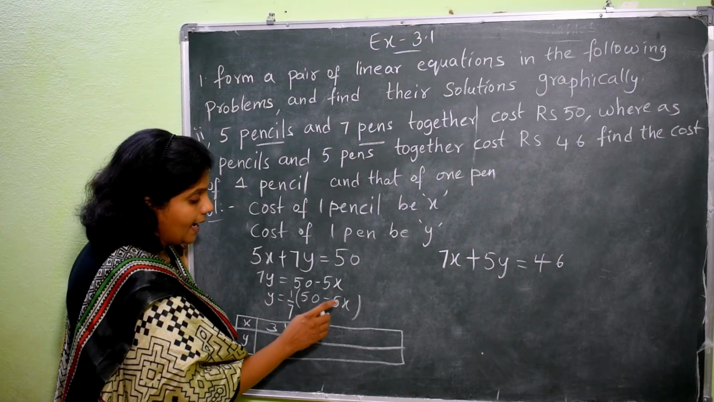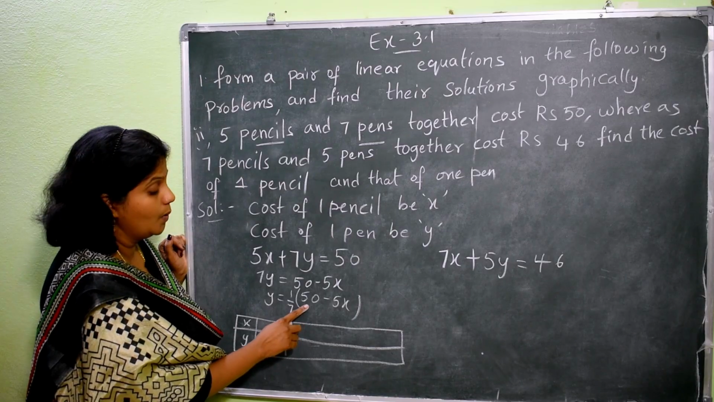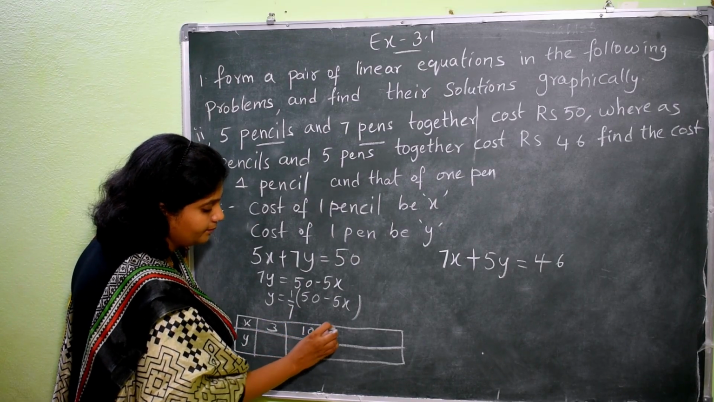So I am taking the x value as 10. So 5 into 10, how much? 50. 50 minus 50 is 0. 0 by 7 is 0 only. So I am taking the x value as 10.